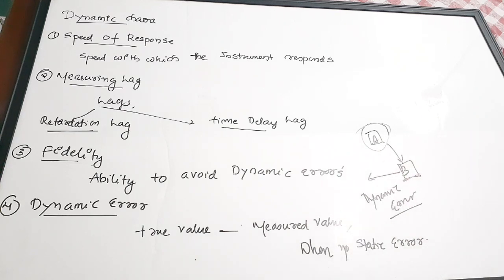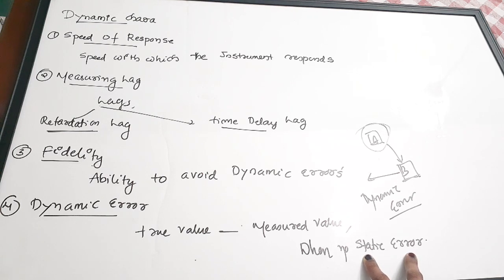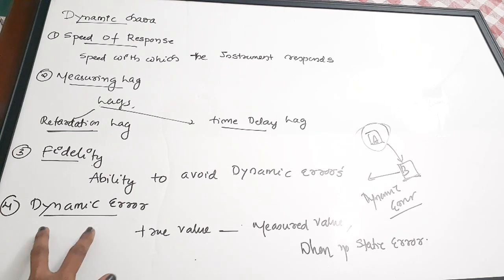That is the fidelity. Then the fourth one is dynamic error. This dynamic error can be said as the difference between the true value and the measured value of the quantity, assuming that there are no static errors. Also, the dynamic error can be called measurement error. So this is a dynamic thing. When the measuring is happening, what error can happen? That is a dynamic error. So the errors happening during the measurements are called dynamic errors, and at that time we are not taking into consideration the static errors. So these are the 4 dynamic characteristics of the instrument.